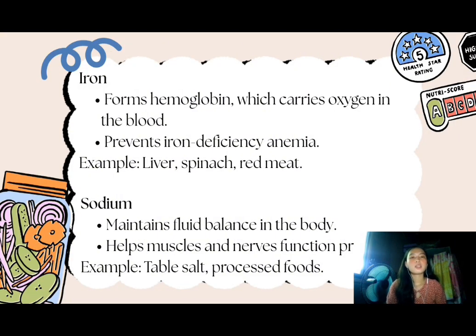Iron forms hemoglobin, which carries oxygen in the blood. It prevents iron deficiency anemia. Example, we can find iron in liver, spinach, and red meat.